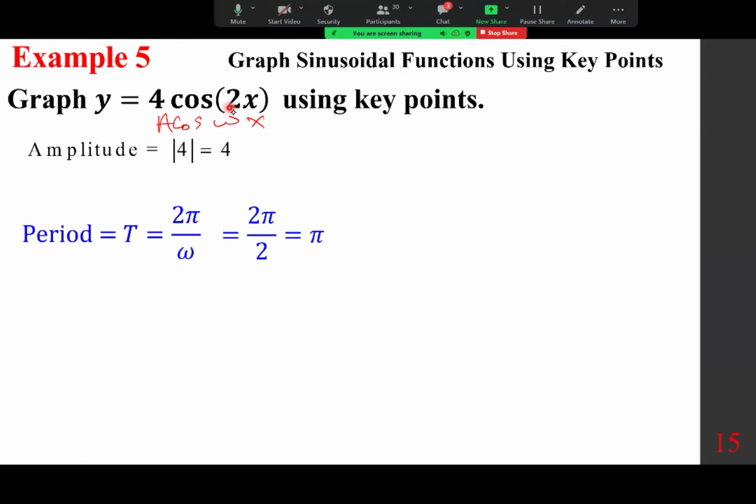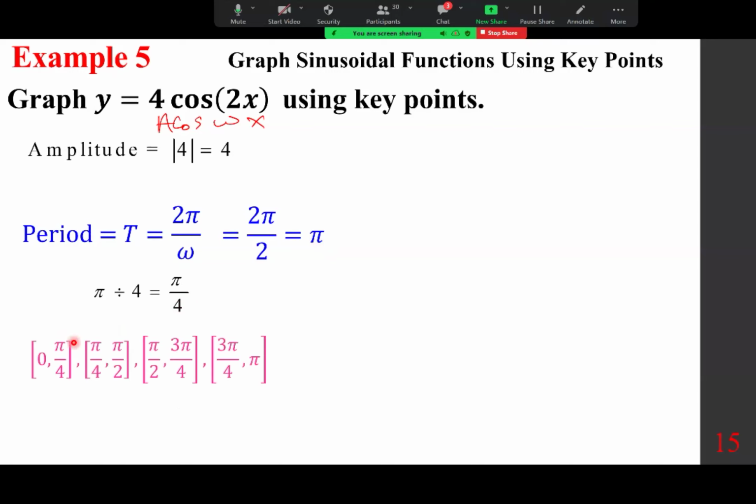Now we want to cut this into 4 equal subintervals. What this means is that if you want one cycle of cosine, it's going to go from 0 to pi. You want 4 arcs, so let's cut them into 4 parts. Divide pi by 4 and you get pi over 4, which means from 0 to pi, it means 0 to pi over 4, pi over 4 to pi over 2, pi over 2 to 3 pi over 4, 3 pi over 4 to pi.